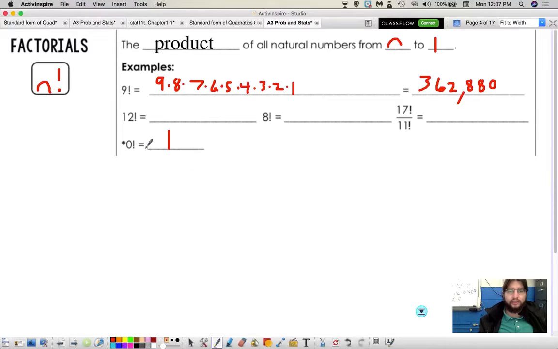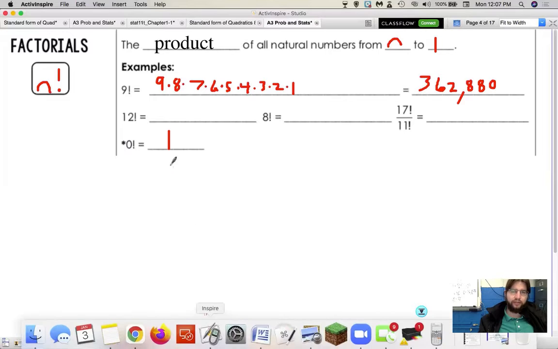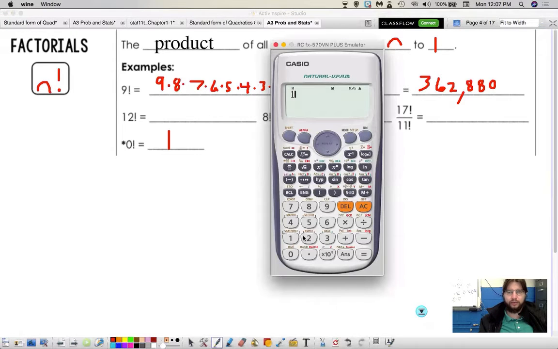So that one is very important. It's defined as 1. So we don't have to worry about dividing by 0 factorial because it's just 1, it's fine. For these, we're just going to type in the calculator. 12 factorial. Okay, I'm just going to screenshot that. And then 8 factorial.